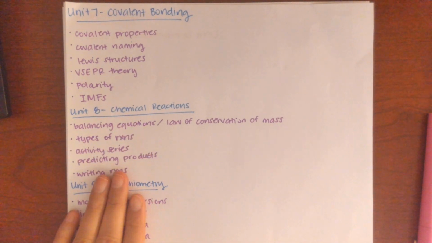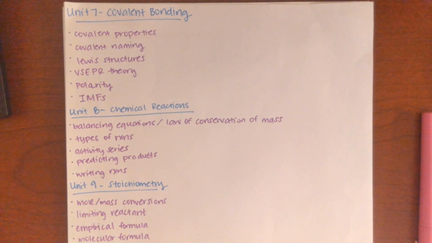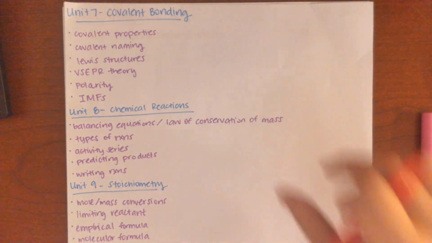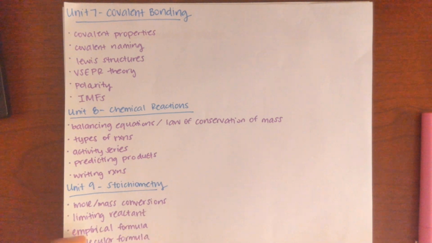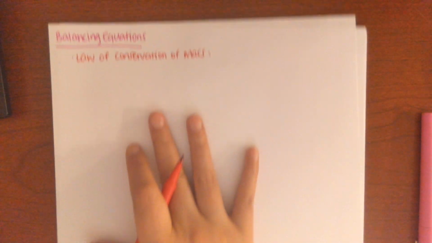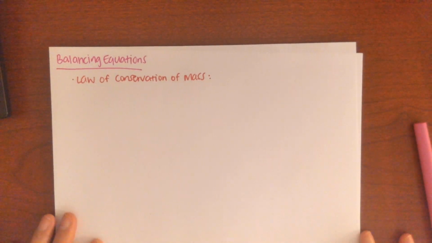Today we're going to cover Unit 8, Chemical Reactions. As you can see here, it's kind of a heavy unit, not too long, but it does involve a lot of problem solving. So we're just going to go ahead and get started, and I already kind of had a head start. First we're going to cover balancing equations.